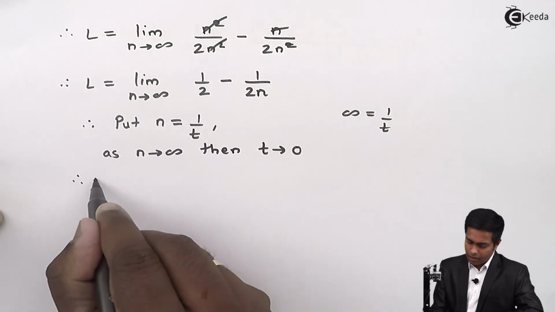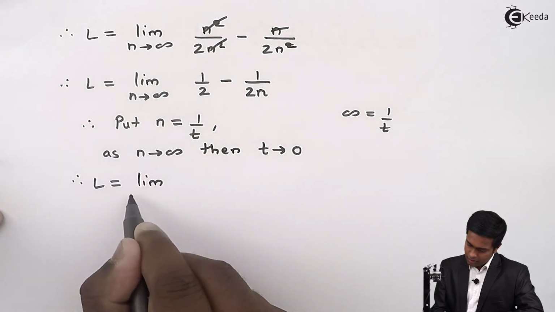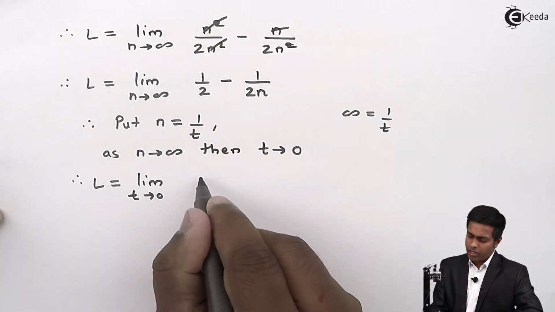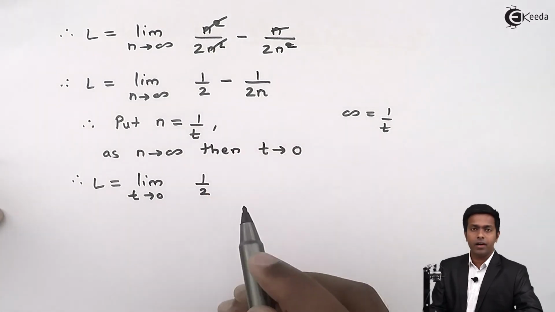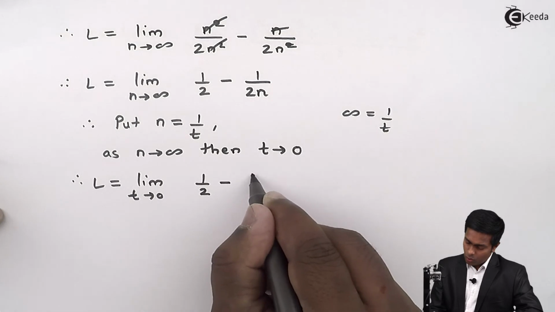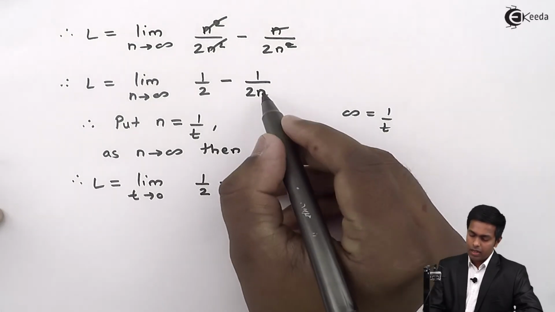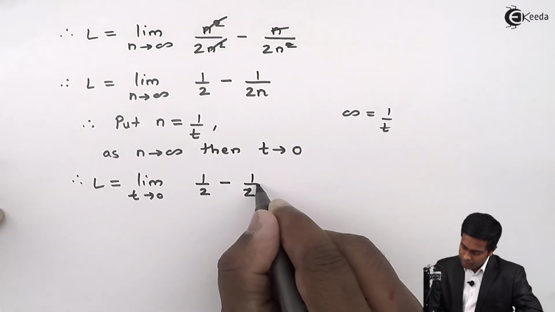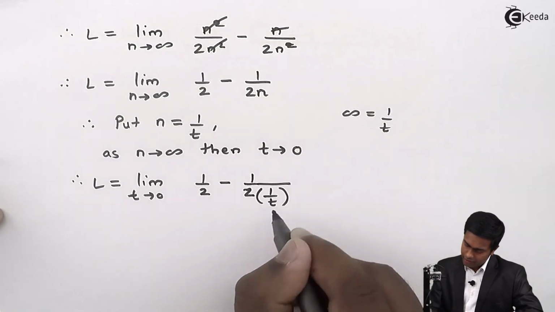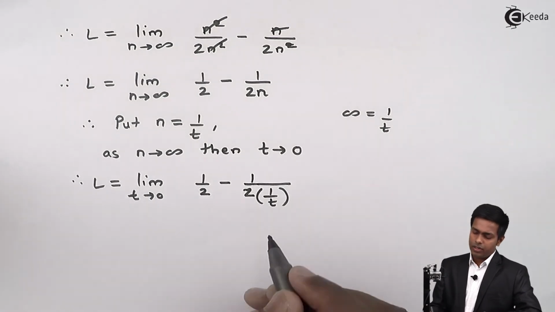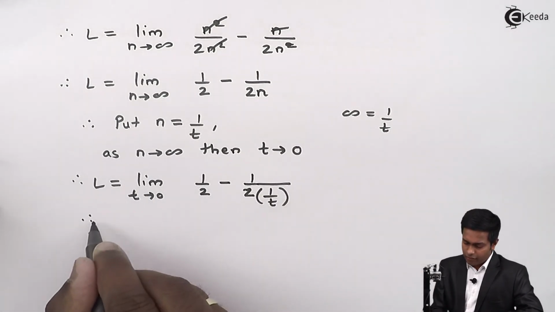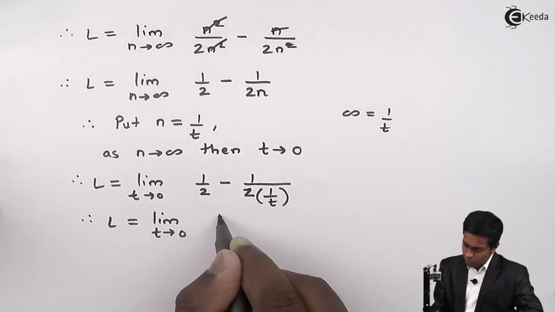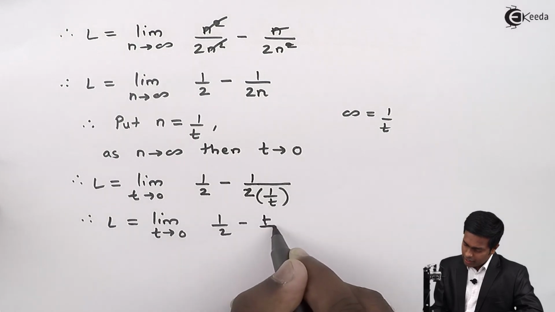Therefore L becomes the limit as t tends to 0 of 1 by 2 as it is, since there is no n term, minus 1 by 2, and this n I can replace by 1 by t, so that becomes 1 upon t. Now this t goes in the numerator, so L equals the limit as t tends to 0 of 1 by 2 minus t by 2.